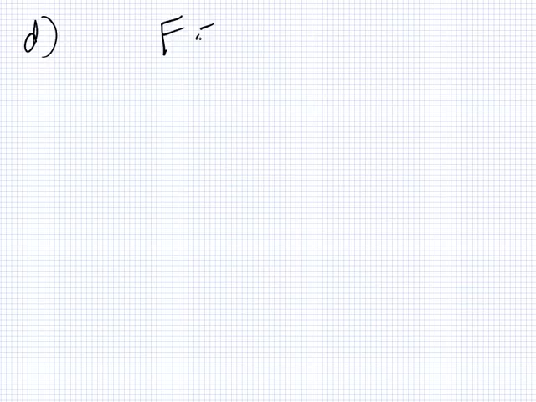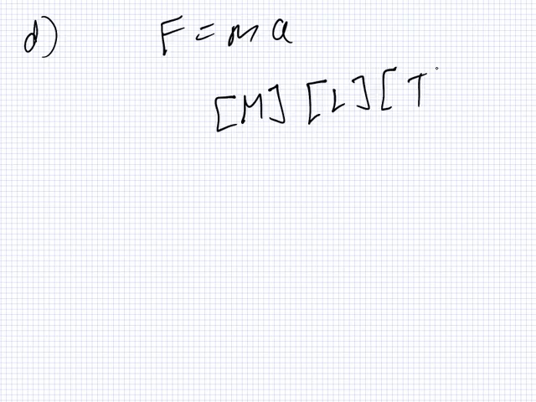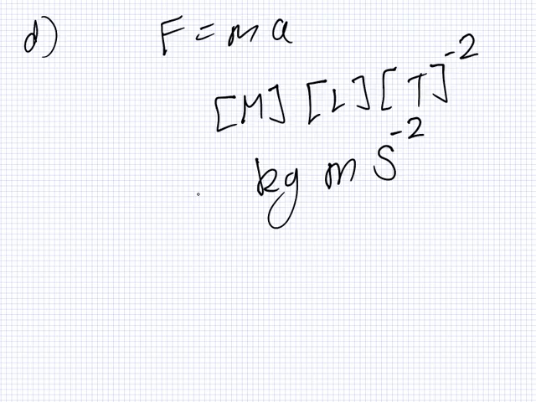D was F equals MA, and we know the M is mass, and we know the A is length per time squared. So the answer will be kilogram meters per second squared. That's the unit for F. Yeah, okay.